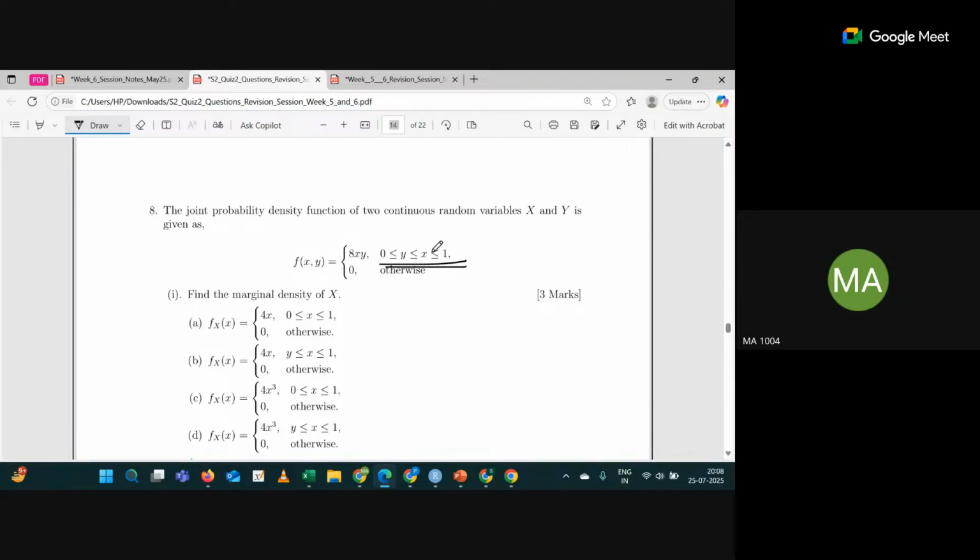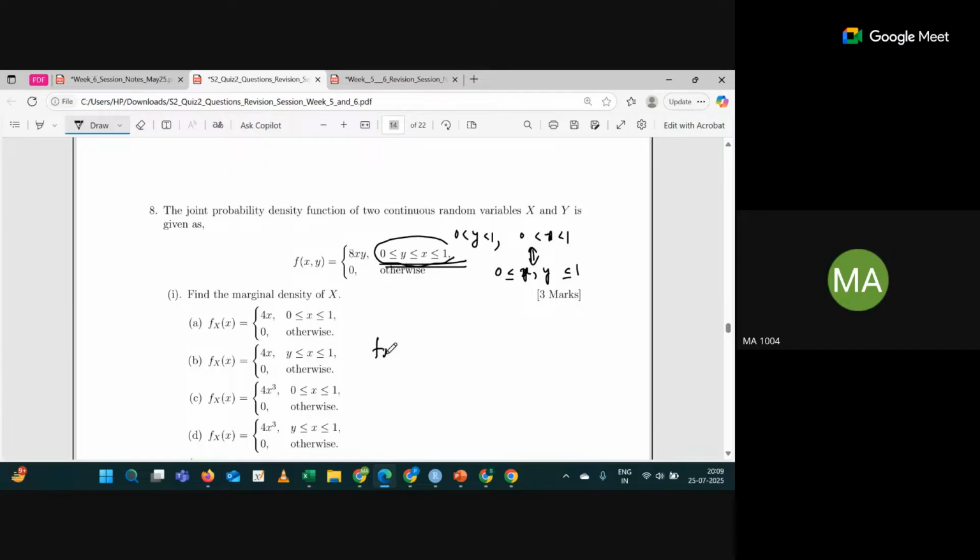So you have to keep in mind, it's not something like this, where y is 0 to 1 and x is 0 to 1. If it's written like 0 less than or equal to y less than or equal to x less than or equal to 1, then these two are not the same. Here there are conditions, that y should be less than or equal to x. So you have to do that.